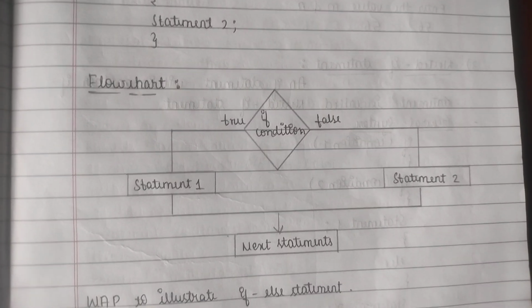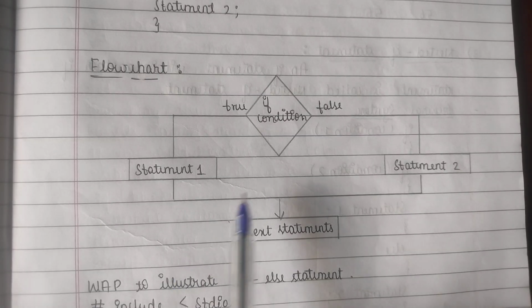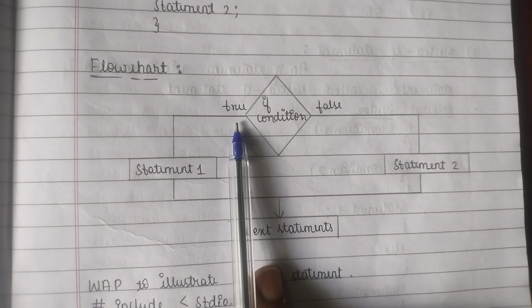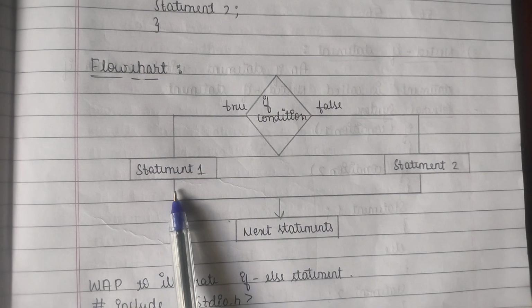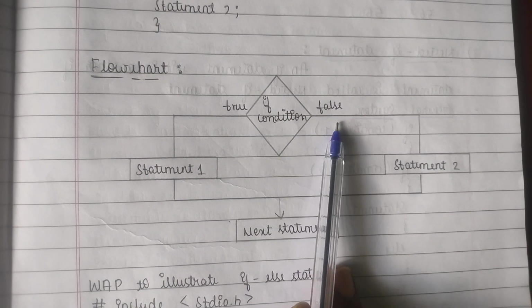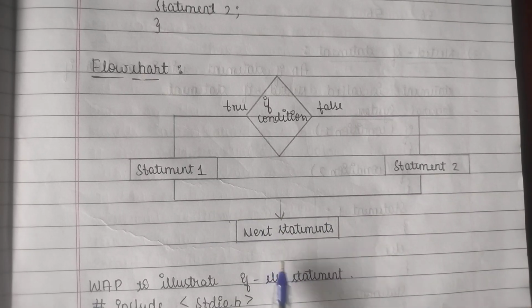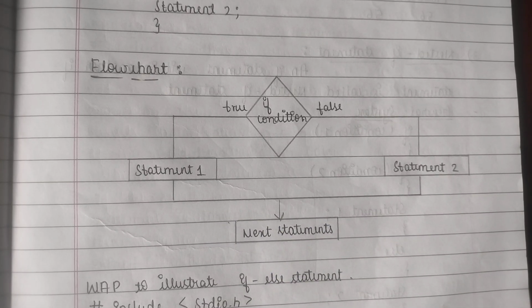Now here is the flow chart for if else. If the condition is true, execute statement 1. If the condition is false, execute statement 2, that is the else part, right? And go on executing the next statements.